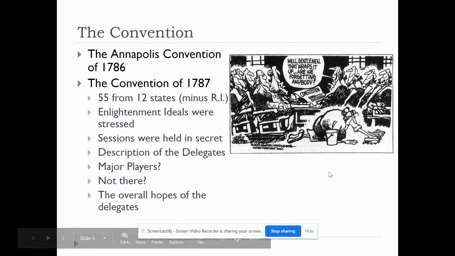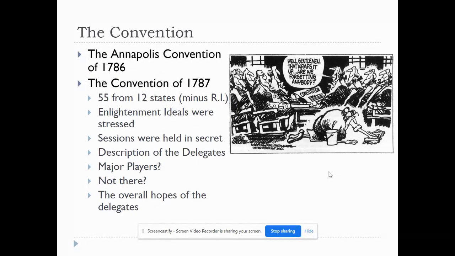Now, of course, the convention that is initially called, before Shays' Rebellion, is something called the Annapolis Convention of 1786, where they basically get together to decide whether or not the current government is working. It falls apart, but it sets the stage for the actual convention in Philadelphia in 1787. This was the work of a young guy named Alexander Hamilton. This is the first real time that he comes on a national stage and makes an impact.